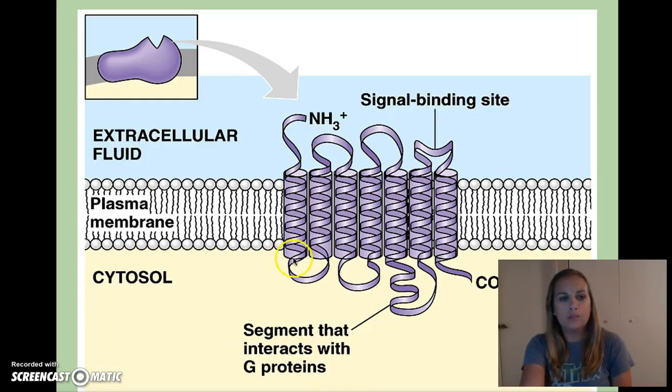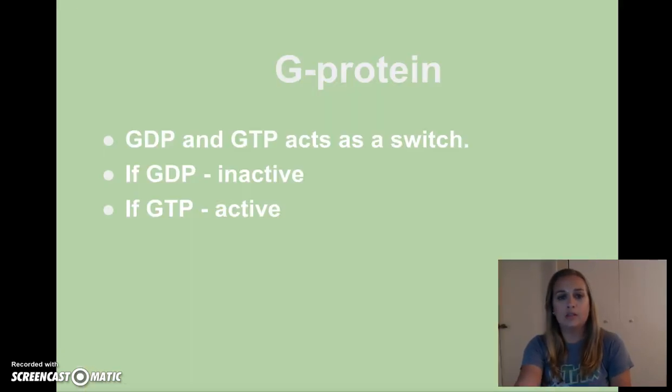So here, again, we have our extracellular fluid. And here is the cytoplasm, and so this is our plasma membrane. We are looking here at this receptor molecule, so it is a protein. It has a signal binding site on the outside, and then it's got a segment that's going to interact with the G protein on the inside of the cell.